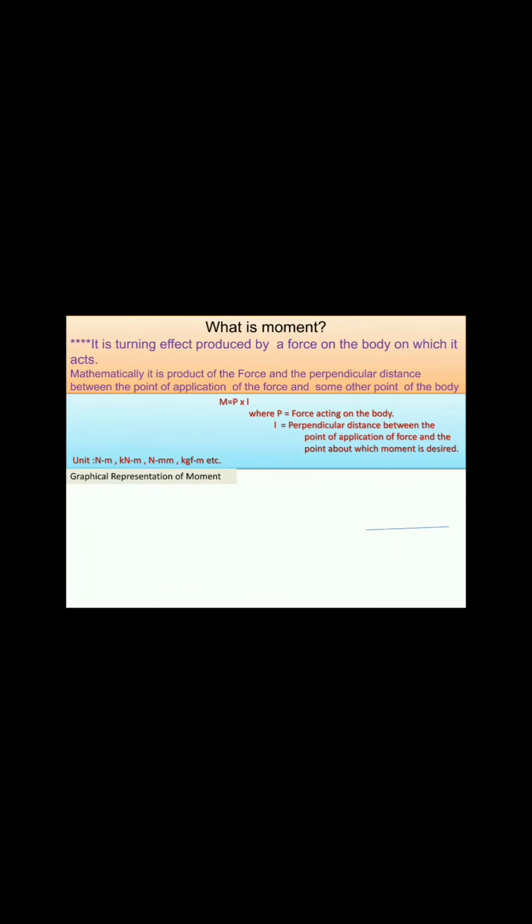In the previous chapter, we have been discussing the effects of the forces acting on a body through their lines of action or at the point of their intersection. But in this moment chapter, we will discuss the effects of the forces at some other point away from the point of intersection or their line of action. The present topic is the moment.